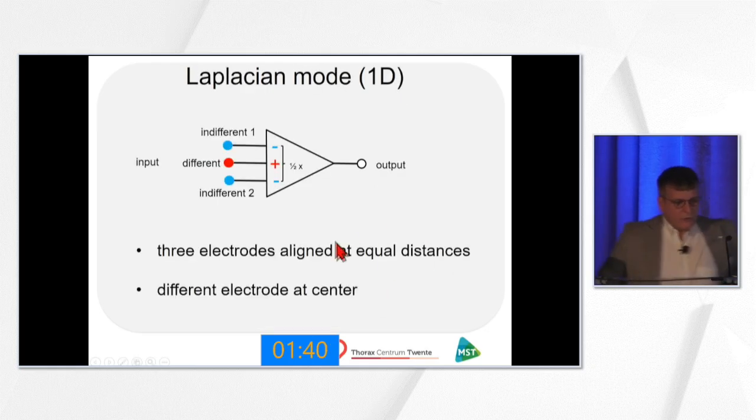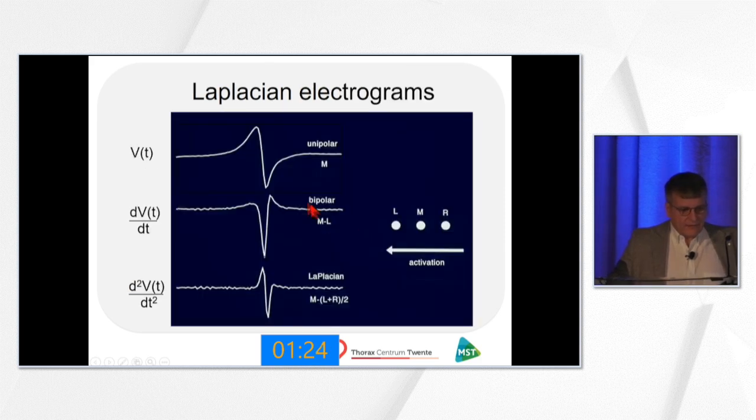Well, a third mode of recording is the Laplacian mode. In this case you add another electrode, and they are equidistant from the different electrode, and you subtract the electrograms from the different electrode, corrected for the number of electrodes. In that case, you get sort of two bipolar electrograms that you are subtracting against, so you get the second time derivative of the unipolar signal.